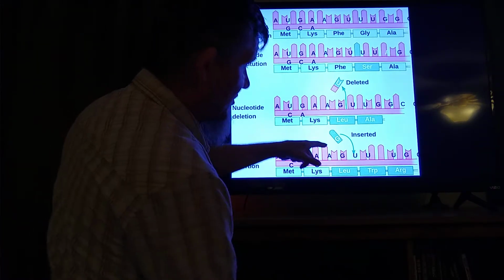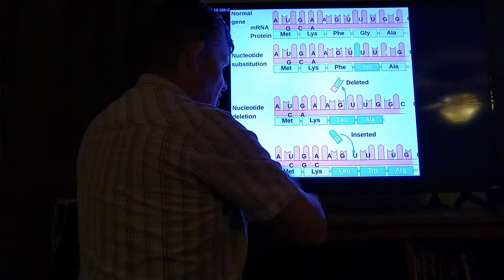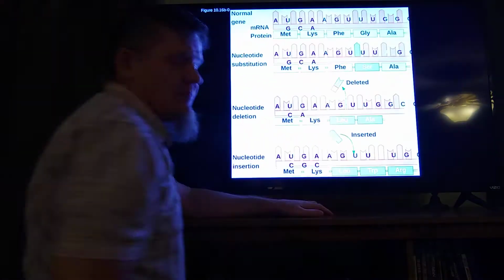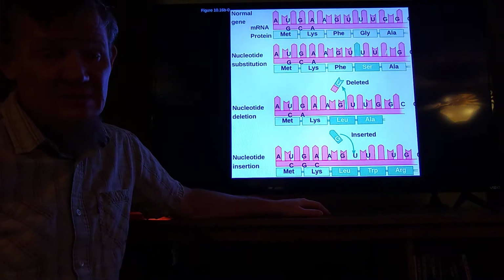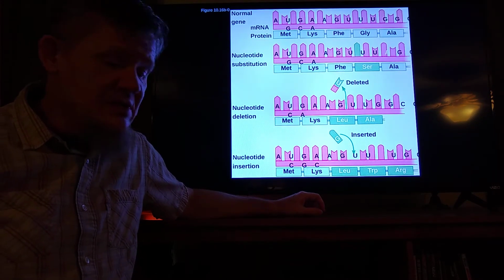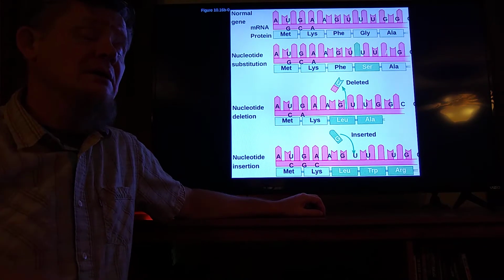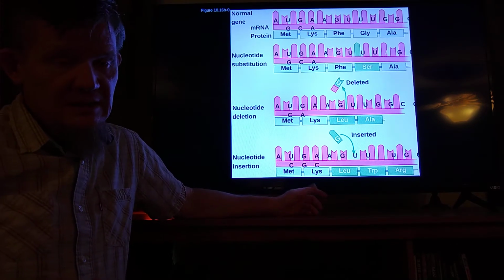The same thing happens with an insertion. If I add an extra letter that's not supposed to be there, I've now shifted the reading frame and everything downstream from there is wrong. This is what happens when you have a mutation. Most of the time, this is terrible. Most of the time, this just leads to death. But very, very rarely, it can lead to a benefit.